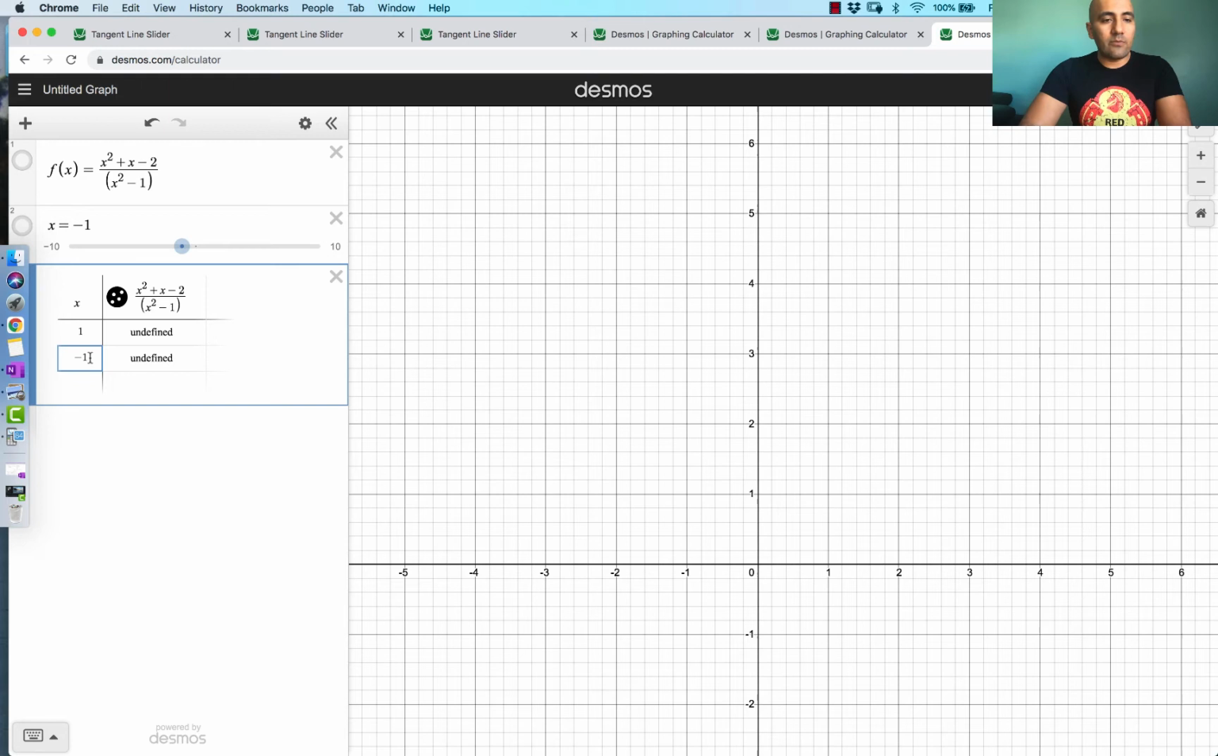Okay, so let's begin with the negative 1. If we approach from this side, approaching toward negative 1, approaching from the left-hand side, say we try plugging in negative 3.